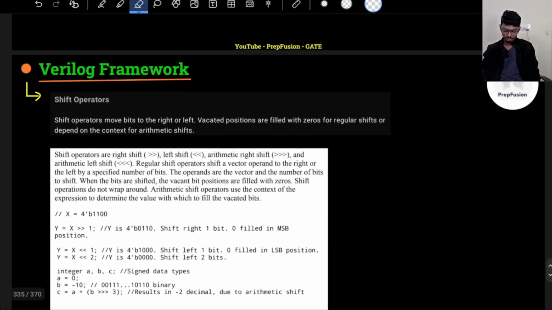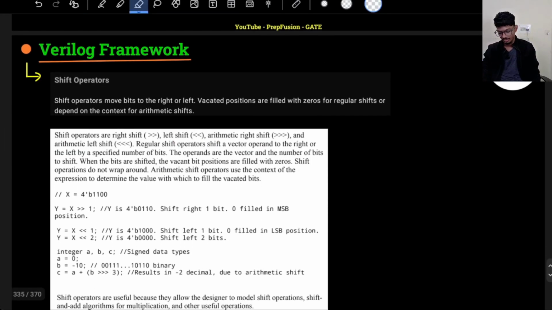Okay. Now let's discuss shift operators. Shift operators basically move the bits to the right or the left depending on the number given to them. There are 4 types of shift operators: right shift, left shift, arithmetic right shift, arithmetic left shift. Regular shift operators shift a vector operand to the right or the left by a specified number of bits.